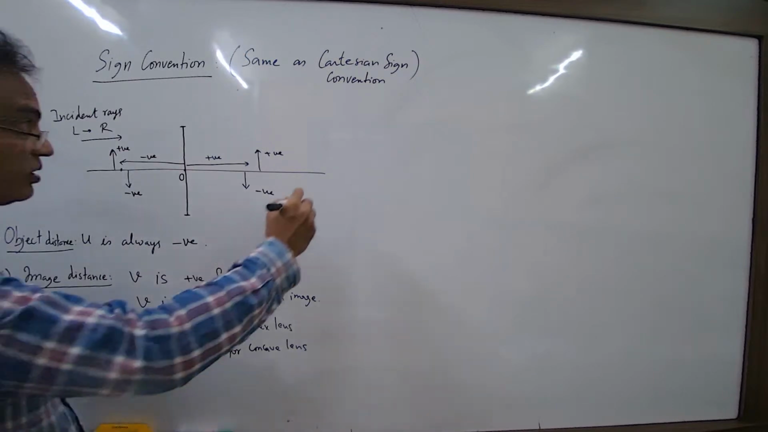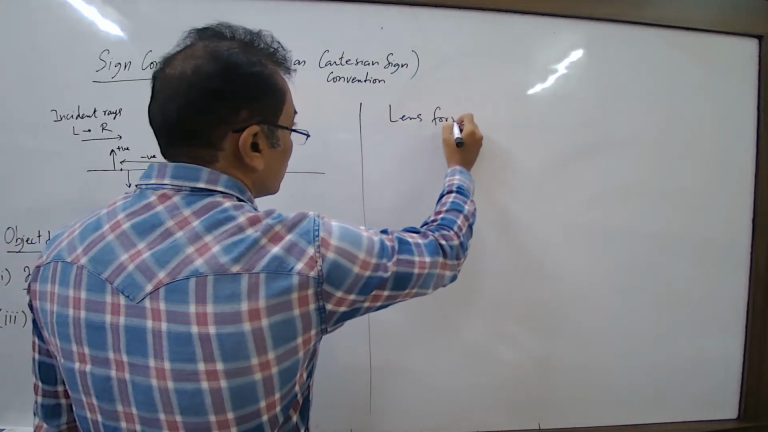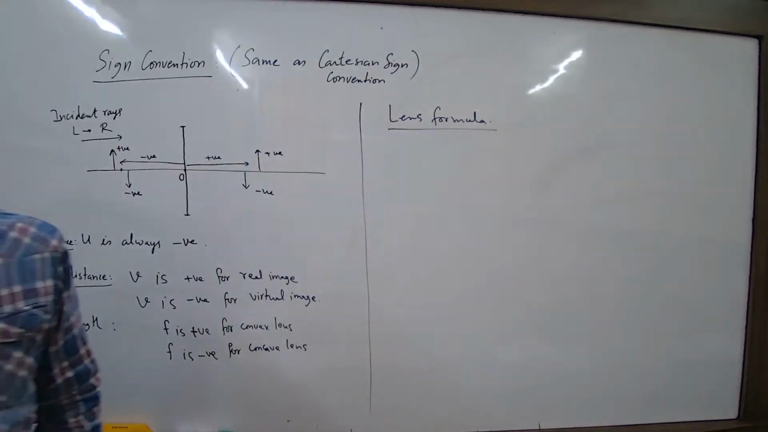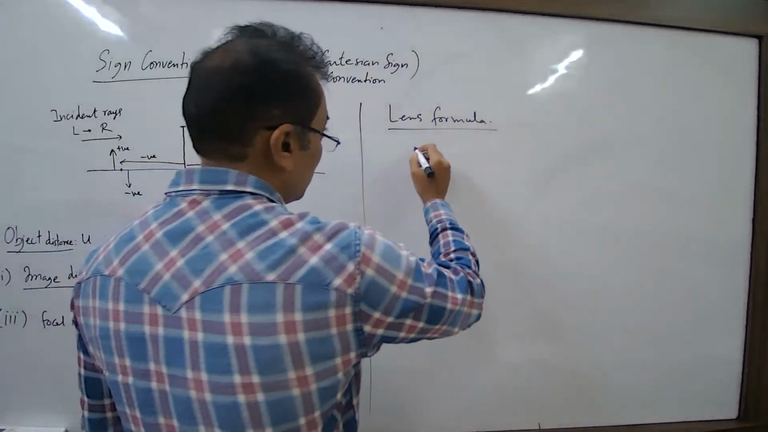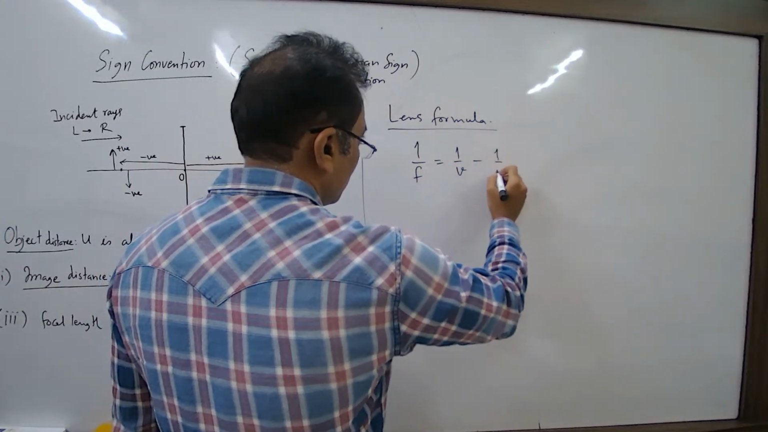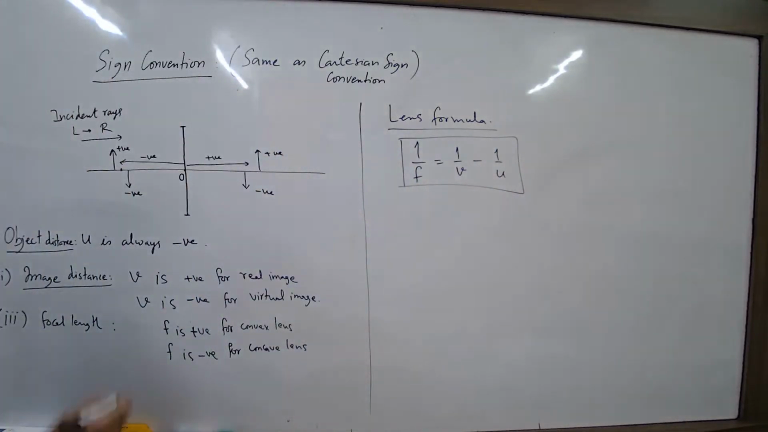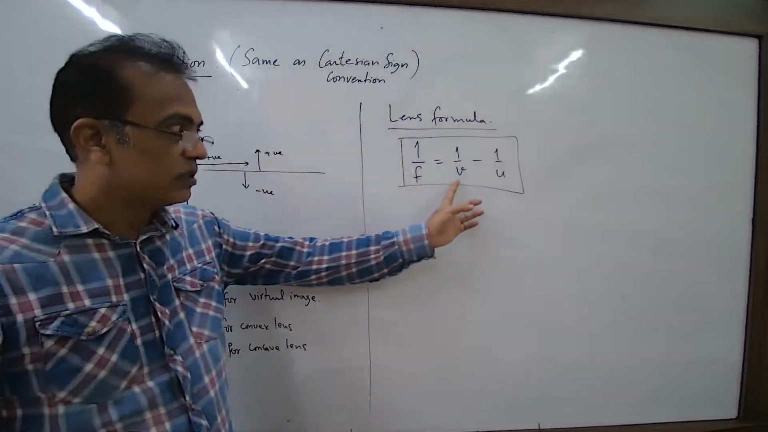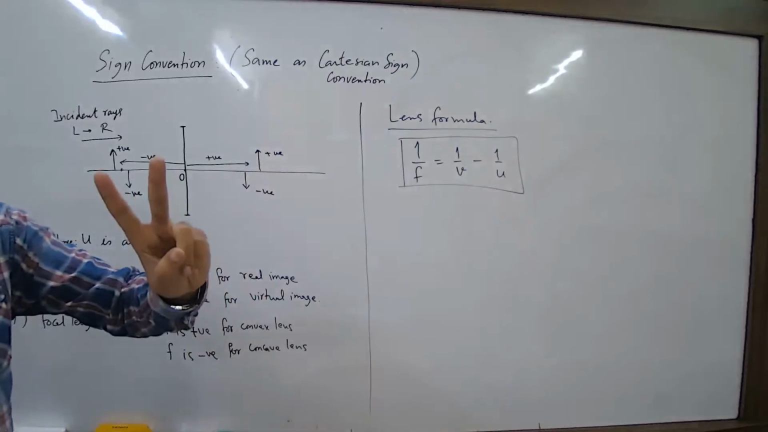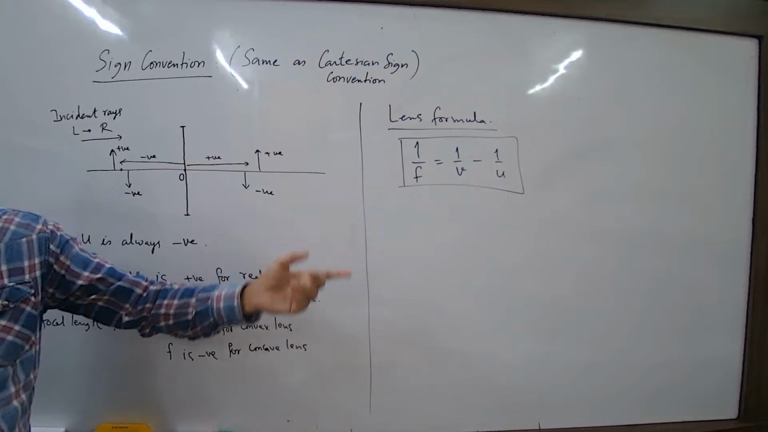Now what is the lens formula? You have to only remember the formula. Derivation is not there. The lens formula is 1 upon f is equal to 1 upon v minus 1 upon u. So in the numerical, whichever data is supplied, you will write that data with the appropriate sign, and the unknown sign will be obtained after calculation. This is the process.